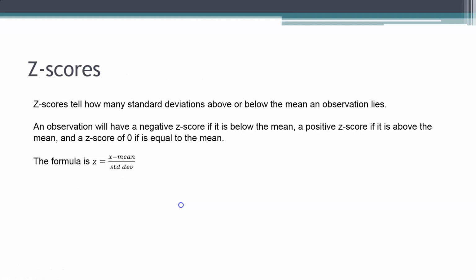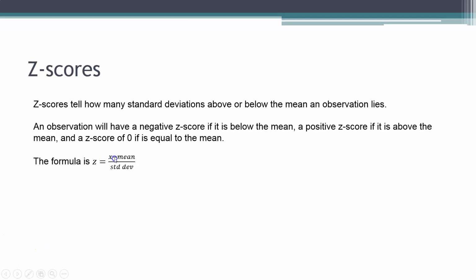So a z-score tells you how many standard deviations above or below the mean an observation lies. So if the observation is below the mean, it's going to have a negative z-score. If it's above the mean, it's going to have a positive z-score. And if it's equal to the mean, it's going to be exactly 0.